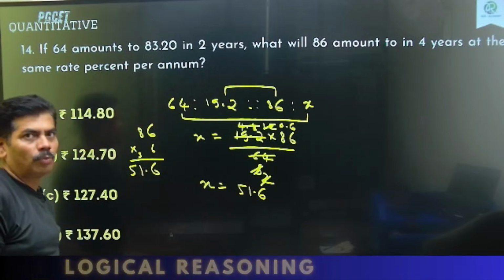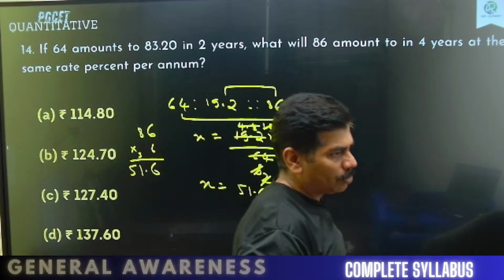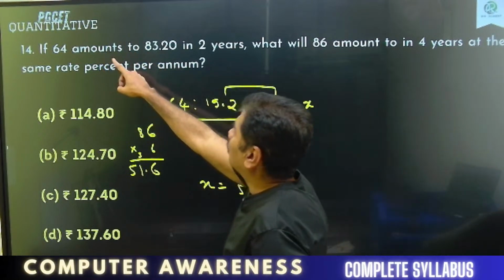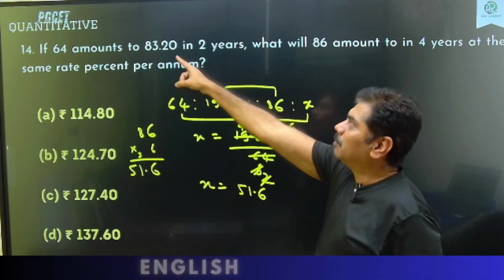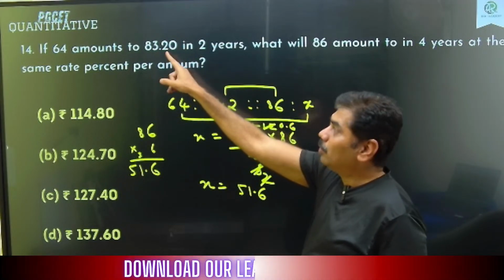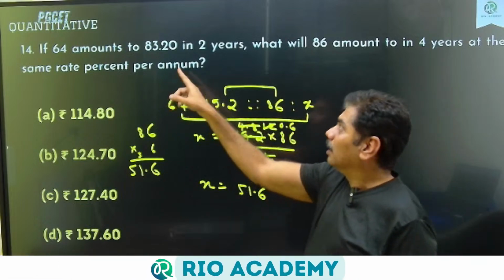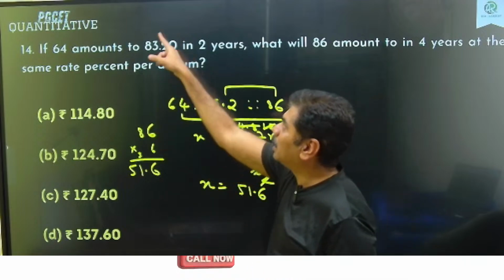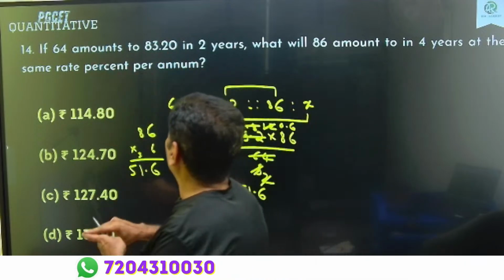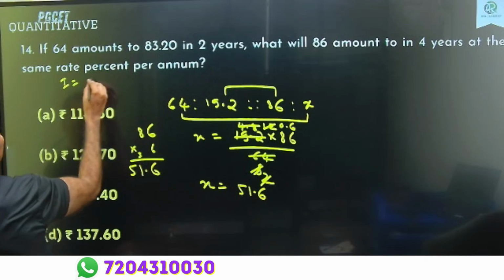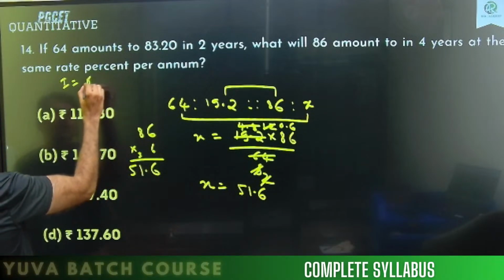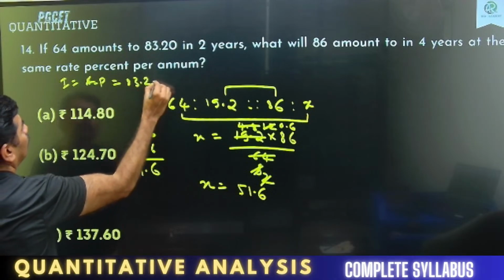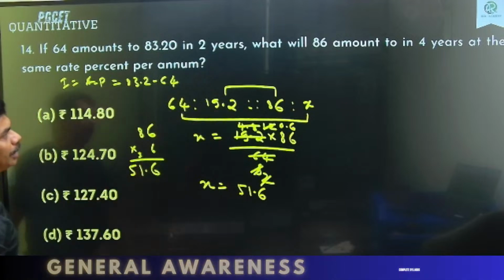51.6. Now observe once more, what did we find out here? For 64 rupees we got 19 rupees 20 paise. Why am I taking 19.2? Please try to understand. I did not take 83.2, I took only the interest part. If you want the interest part, you must do 83.2 minus 64. You know I equals A minus P.